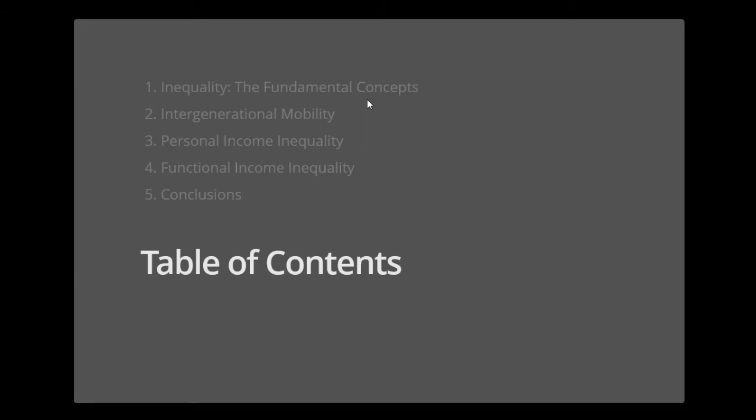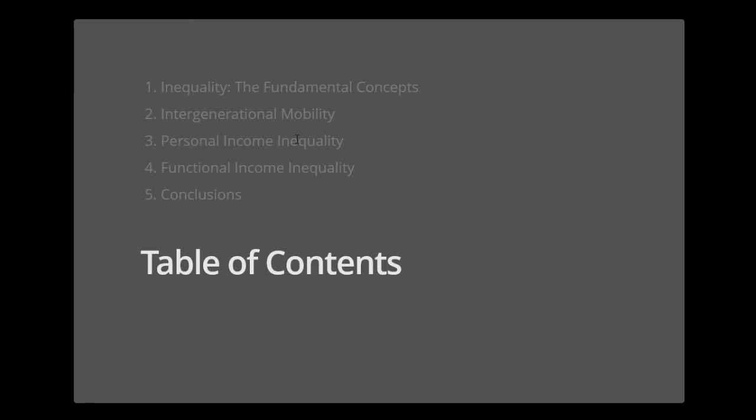So after we introduce some fundamental concepts relating to inequality, we'll then look at three dominant ways of measuring inequality. So there's intergenerational mobility. This has to do with family and how income can differ from one generation to the next, or wealth or consumption or other variables.